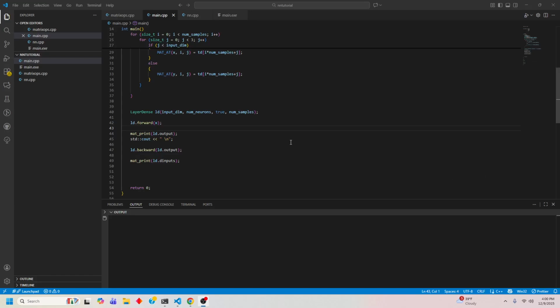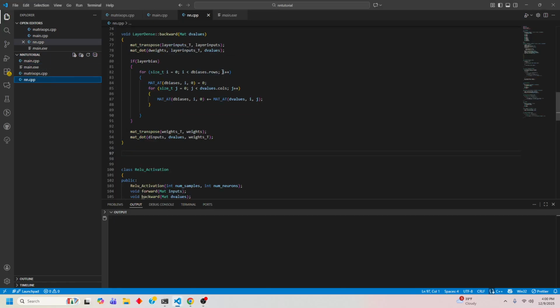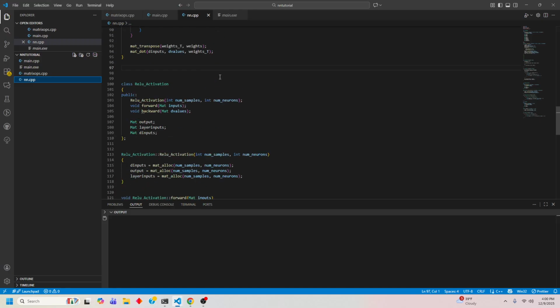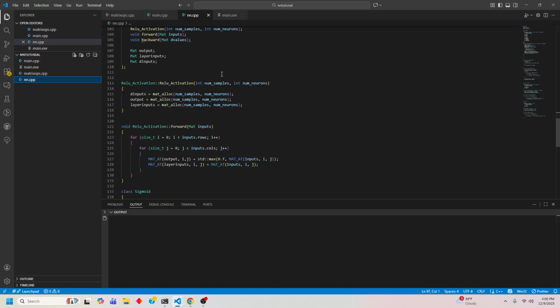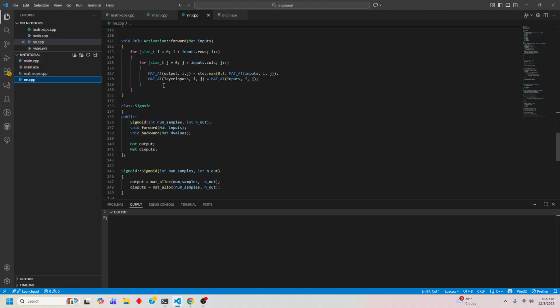In today's video, we're going to go over finding the gradients of a couple activation functions. We're going to start with the ReLU function, which is actually pretty simple.